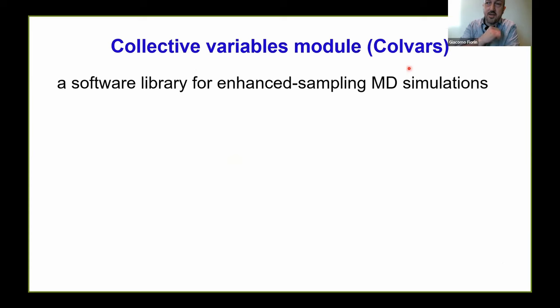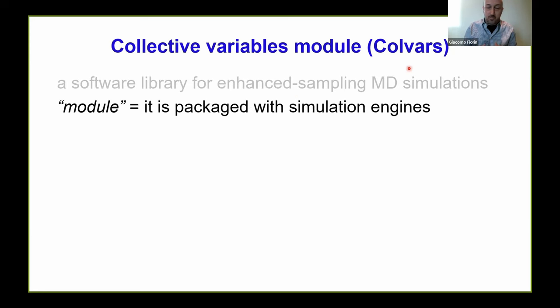Colvars is a software library, a piece of software that we develop with the purpose of enabling enhanced sampling simulations in MD simulation programs. The library concept is a software engineering and development one. We often refer to Colvars as a module because, from the point of view of how you use software like GROMACS, Colvars is always available, so you don't have to do anything particular to use it other than to have GROMACS installed, at least from version 2024, which we are talking about today.